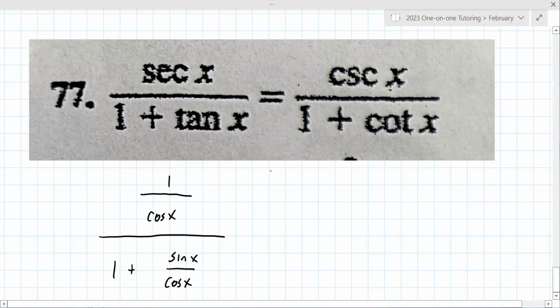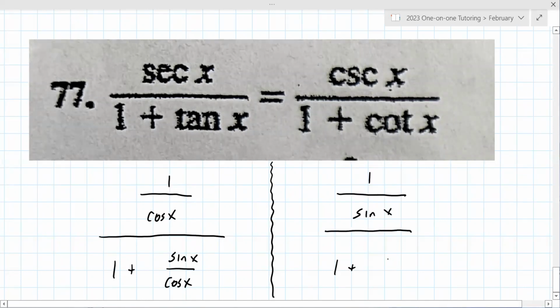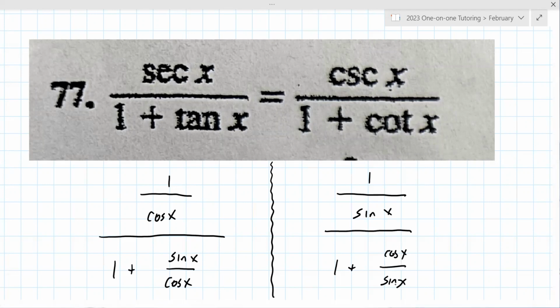Do you want to do the right side as well, or just the left? The right side too. Okay, 1 over sine x, 1 plus cosine x over sine x. So you've made it worse, but it will get better, depending on what you do here.